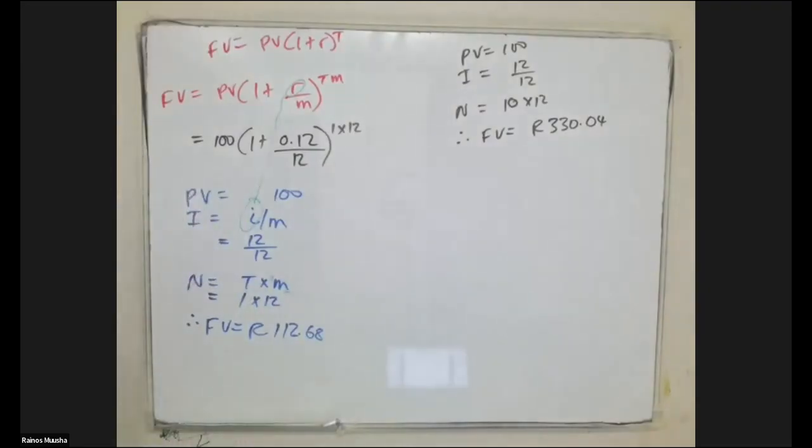And initially it was 310.68, isn't it? Now it's 330.04. So what does that mean? The conclusion here would be the higher the compounding frequency, the higher the future value. So please take note of that relationship. The more you're compounding in a year, the higher the future value.